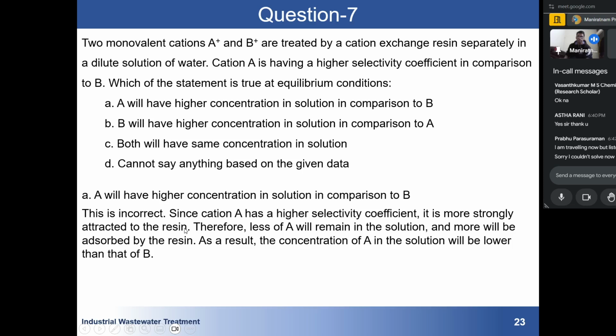This is incorrect. Since cation A has more selectivity coefficient, it is more attracted to the resin. Just remember, more selectivity means more efficiency of treatment. If there is more efficiency, then in treated water we will have less concentration. Therefore, less of A will remain in the solution and more of B will be absorbed by the resin. As a result, the concentration of A in the solution will be lower than that of B.